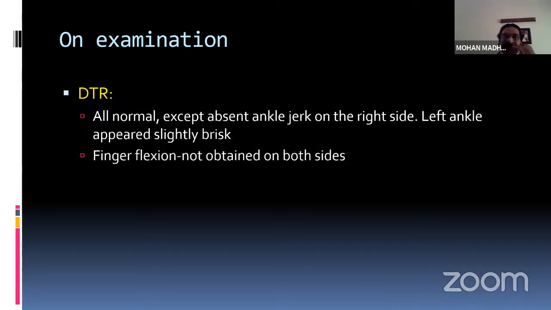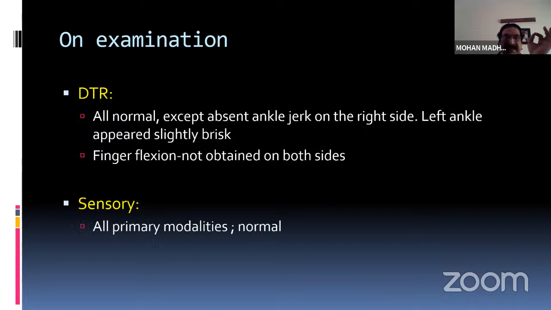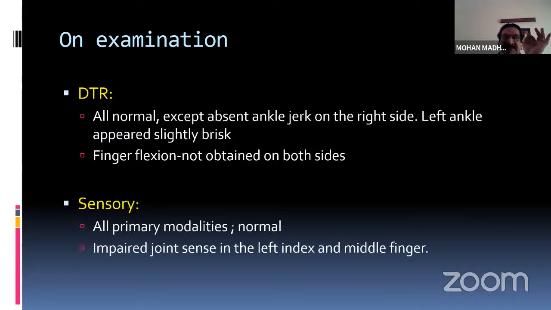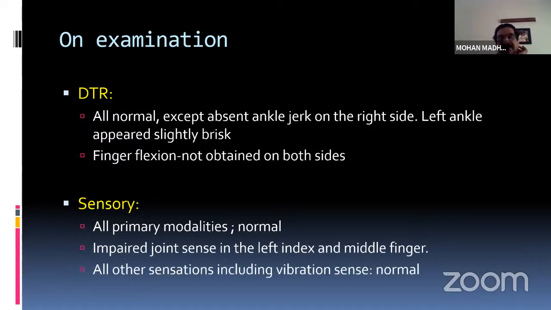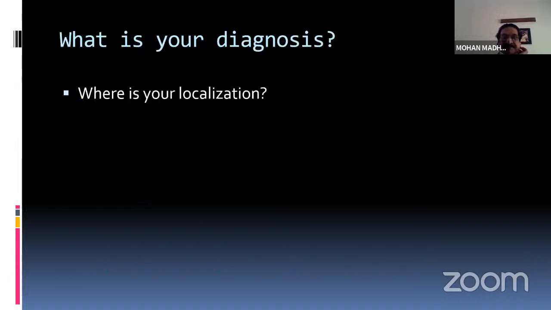Finger flexion not obtained bilaterally. Sensory, all primary modalities normal, except impaired joint sense in the left index finger and probably in the middle finger as well. All other sensations, including vibration, are normal.